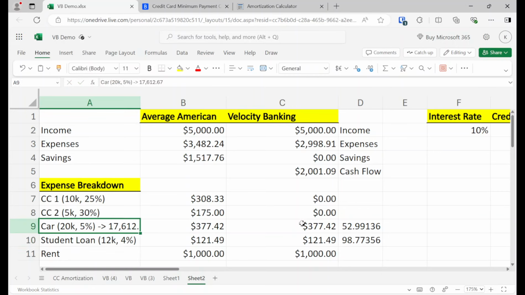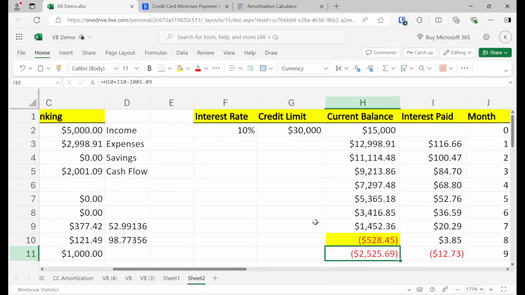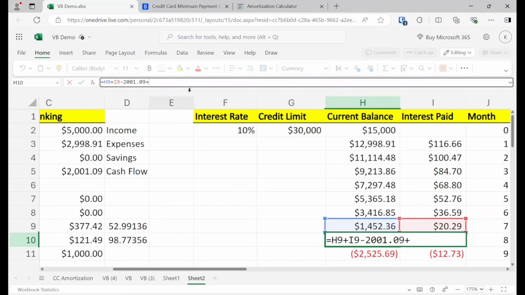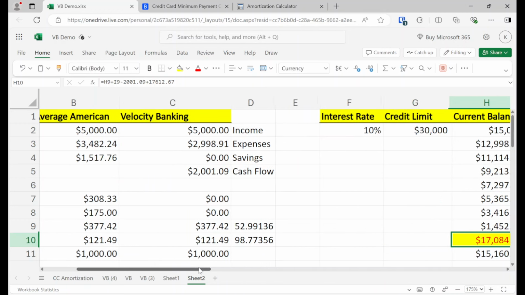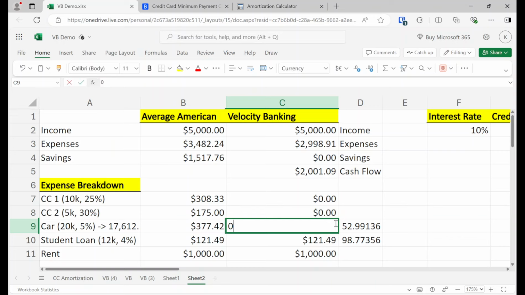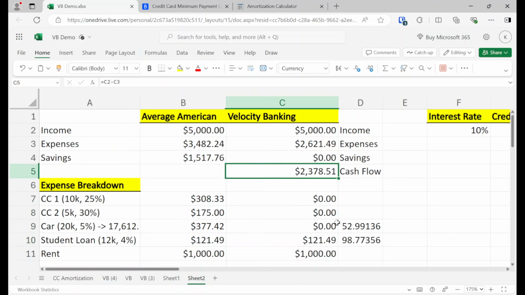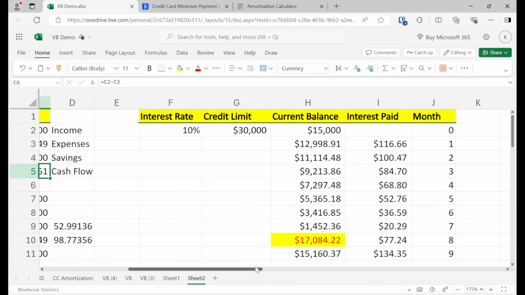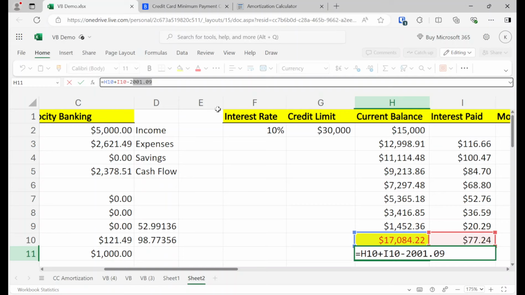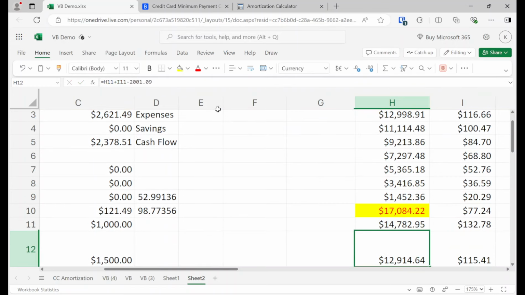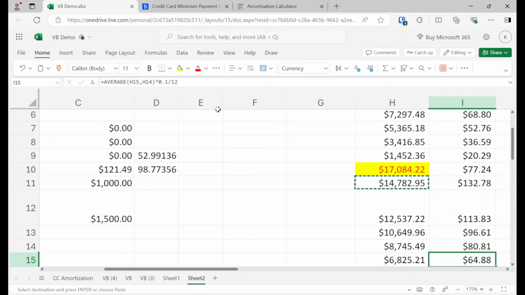And now, in order for this payment to go away, I've got to move that 17 grand into the line of credit. So what I do right here is I do plus and then copy that figure. Excel doesn't like commas, right? But as you can see, now that this number is positive rather than negative, this goes to zero and our cash flow increases by a couple hundred dollars, right? So now we just have to replace this cash flow number. Instead of 2001, it's 2378.51, okay? So 2378.51.